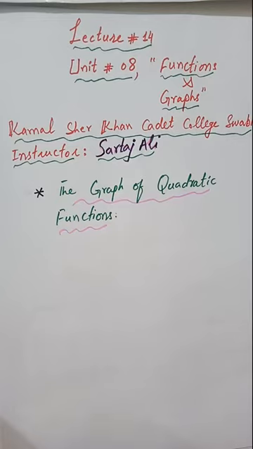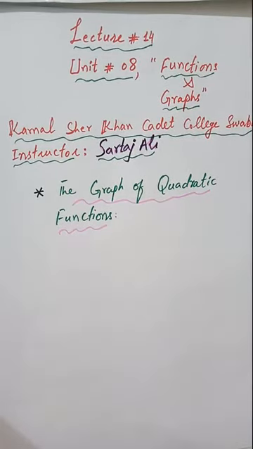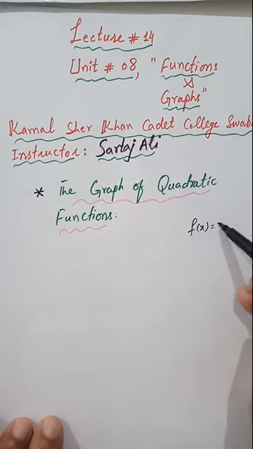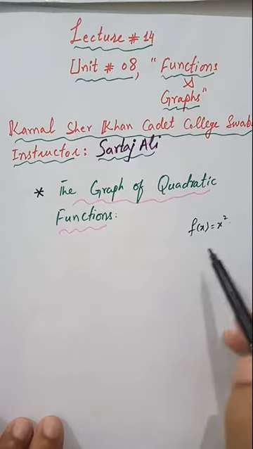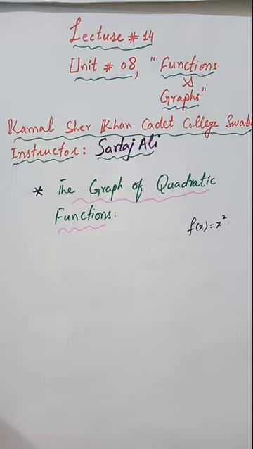In this video lecture we will discuss the graph of a quadratic function. In previous video lectures we discussed the graph of linear functions and non-linear functions, and we discussed that f of x is equal to x square, that the graph of this function is a parabolic U shape. But how can you draw that parabolic U shape in the XY plane?